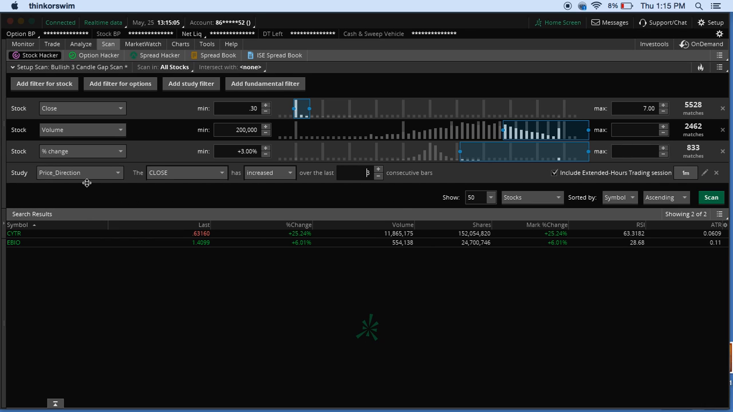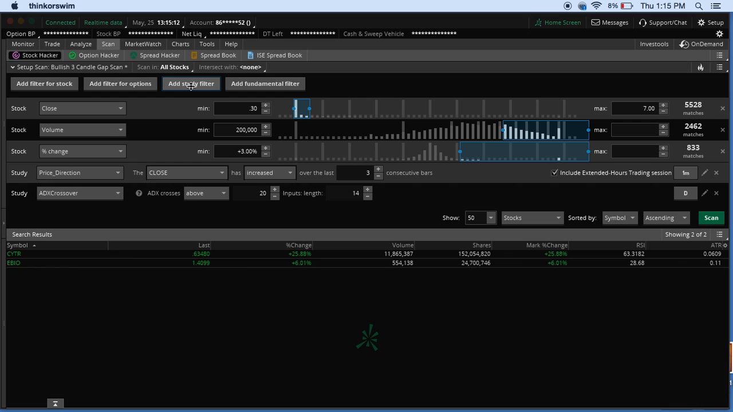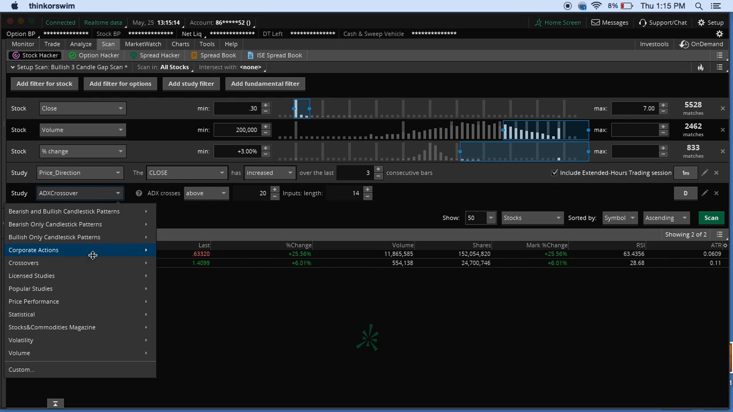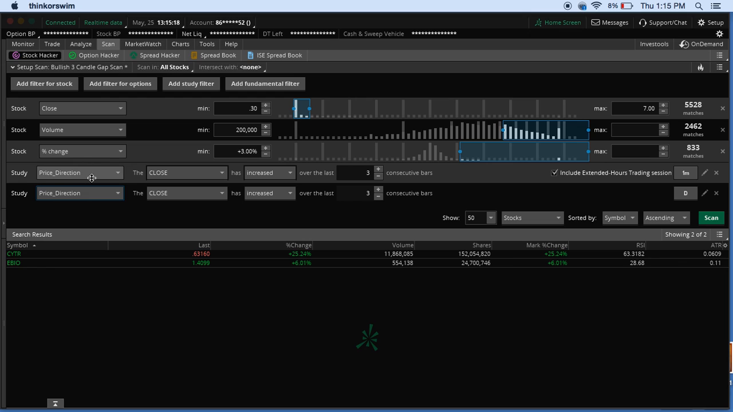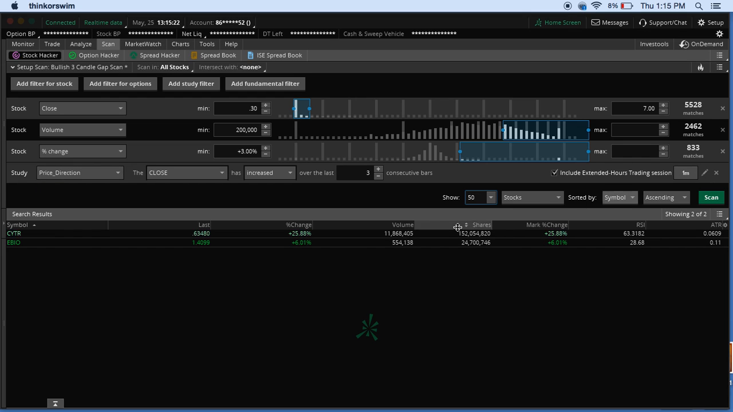And then the last thing, the most important thing you're going to need, is an add study filter. To get this bottom bar here, you'll go to add study filter. You would click in here, go to price performance, and click price direction. And you'll have the same thing as me. Now I'm going to exit out of this because I already have it. You're going to want to have close, increased, and then I usually have 3 bars.